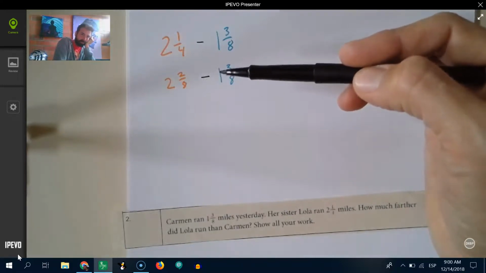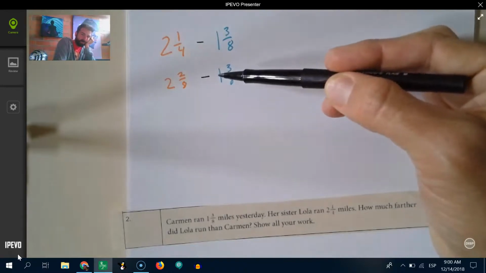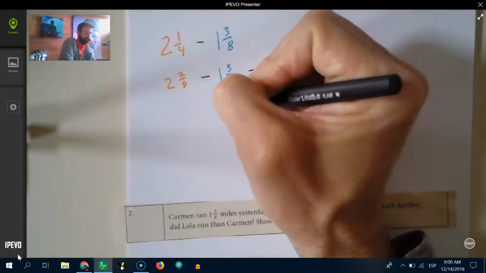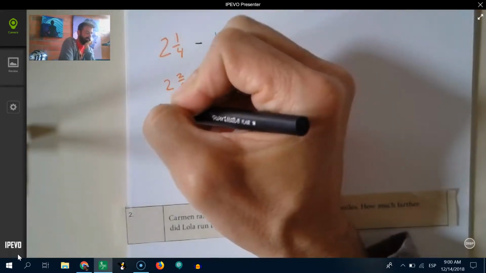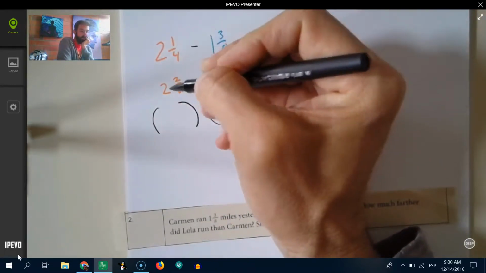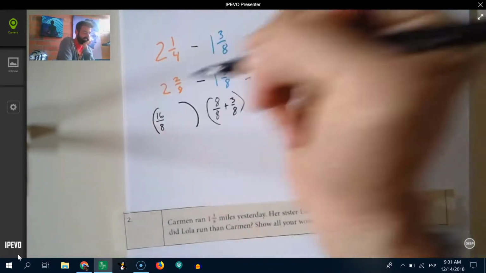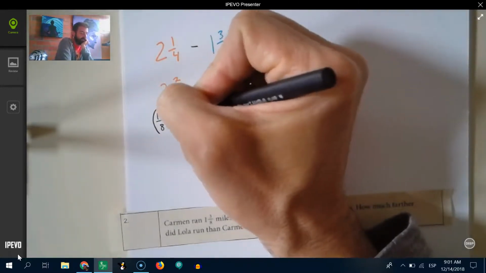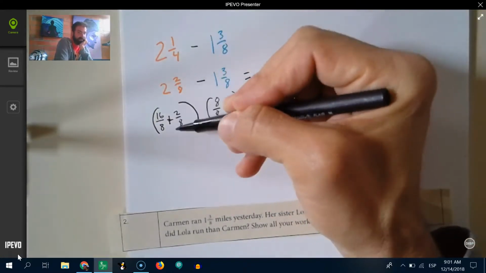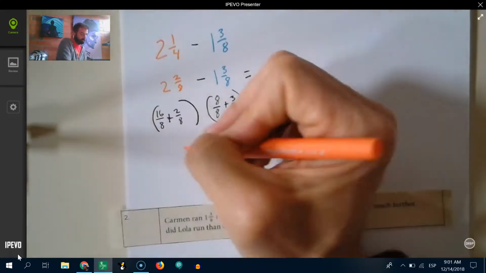So let's think about this for a moment. 8/8 is equal to 1 whole. So if I have 1 whole and 3/8, then that's going to be 8/8 plus 3/8. Right, that's what that equals. This over here, I have 2. If 1 whole is 8/8, 2 is 16/8, because there's 16/8 in 2 wholes. And then I'm going to be adding 2/8 to it. So this turns into 16/8 plus 2/8, and 8/8 plus 3/8.